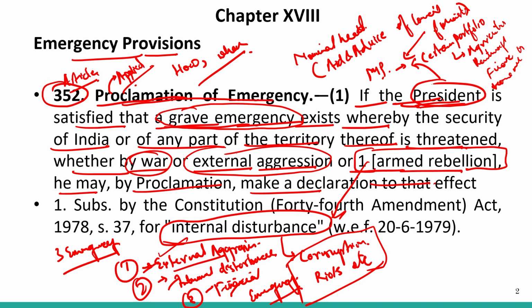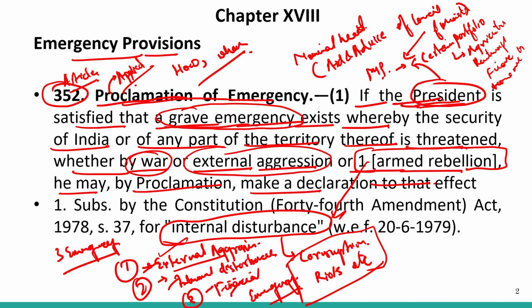And one has to understand what exactly external aggression is, what exactly internal disturbances are, and what exactly financial emergency is. External aggression, obviously, I just informed you. Internal disturbance can be on both sides. It can be at the state level also, and it can be at the central level also. For example, if the state government, let's take the example of Uttar Pradesh.